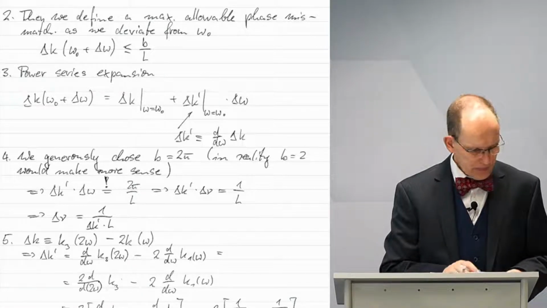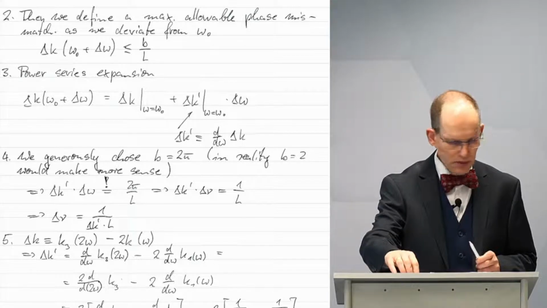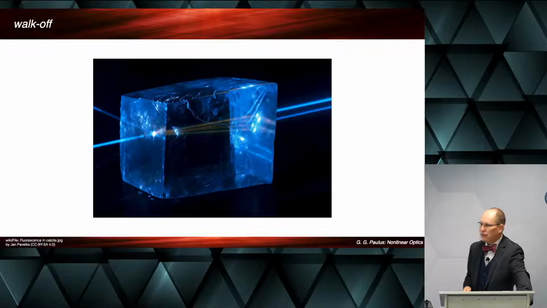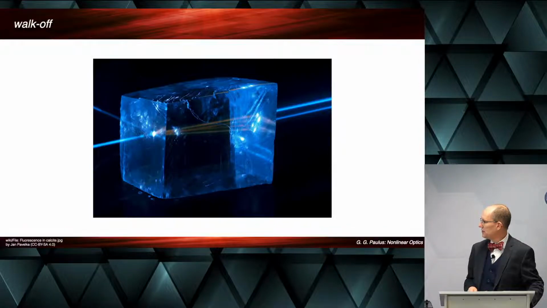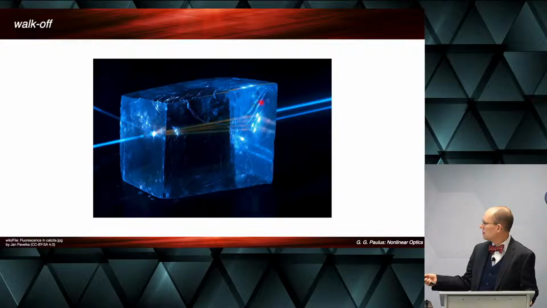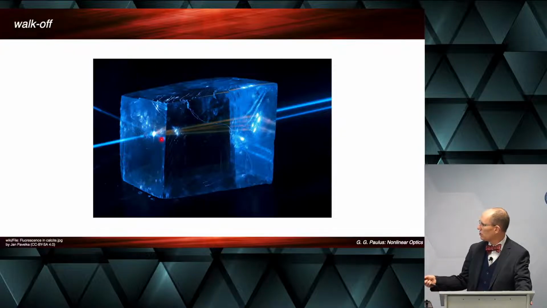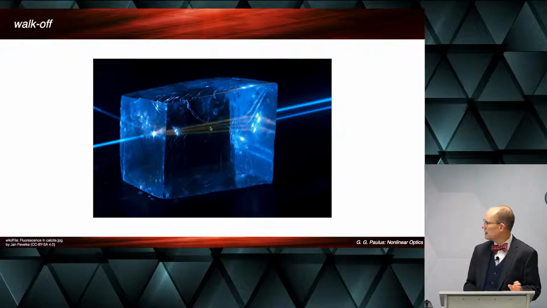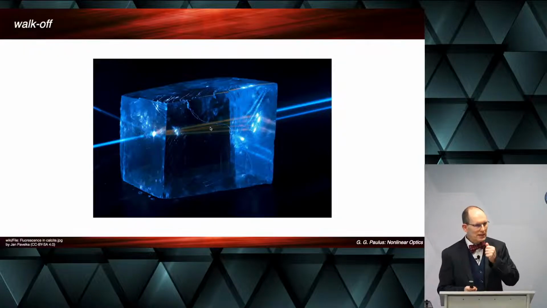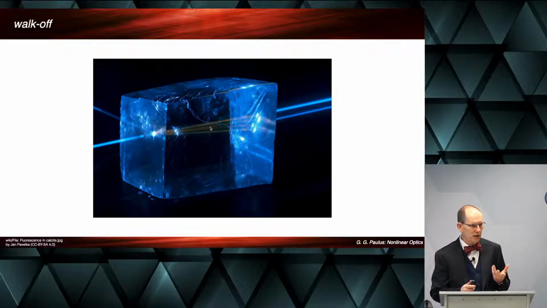So the next thing to look at would be the walk-off. For this I have a nice photo that I found on Wikipedia. What you see here is a calcite crystal, and you see birefringence. As this crystal shows a little bit of fluorescence, you see the rays or the beams inside this crystal too. This is important with respect to second harmonic generation.